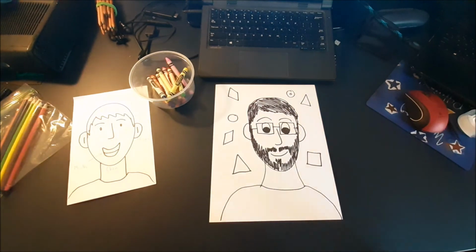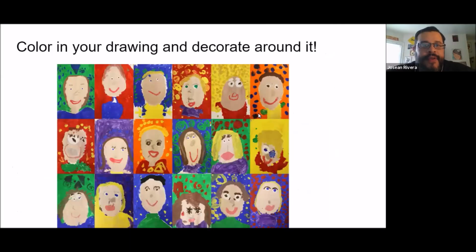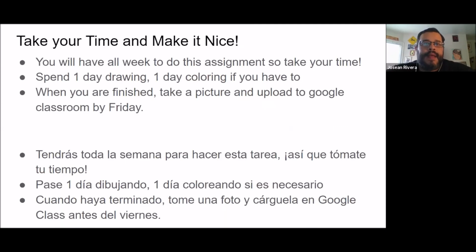And when you're finished, you know the routine. Take a picture, upload to Google Classroom before Friday. Okay, when you are finished with your drawing, you can color it in, you can decorate around it. These examples, they just use patterns, but you can draw other things around it, things about yourself, if you like. Okay, and you want to make sure that you take your time and make it nice. This is very, very important.